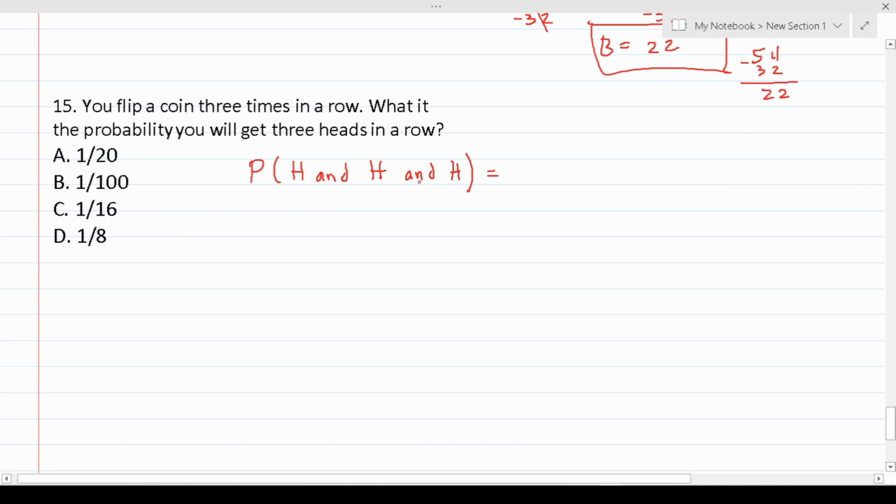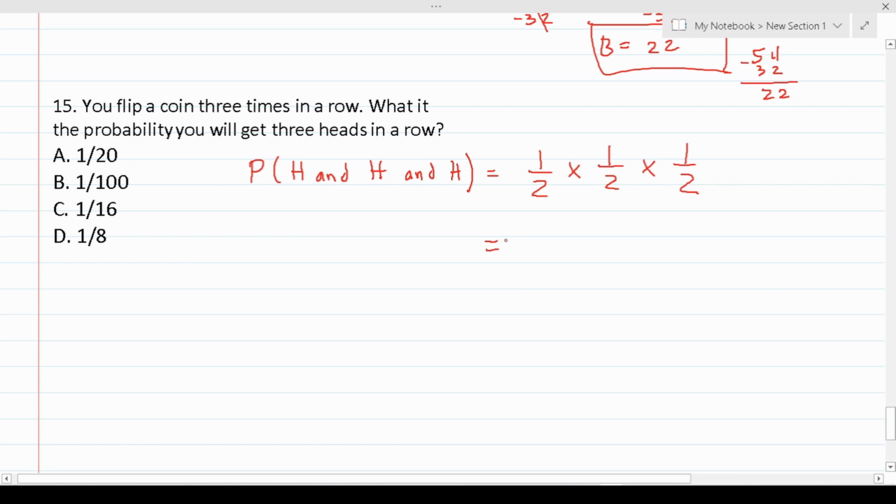So in this case, on your first flip, your probability of getting heads is 1/2. We're going to multiply that by your second flip. Again, your second flip, your odds of getting heads is 1/2. And on your third flip, your odds of getting a heads again is 1/2. By multiplying these 3 together, we'll figure out what your odds of getting heads 3 times in a row is.